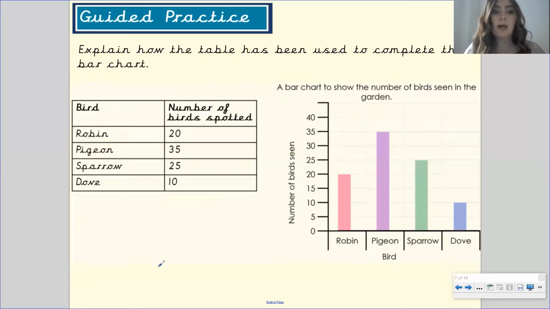Now we need to explain how the table has been used to complete the bar chart. So pause the video and have a look at the table, have a look at the bar chart, and have a think about how it's been used. Pause the video now.